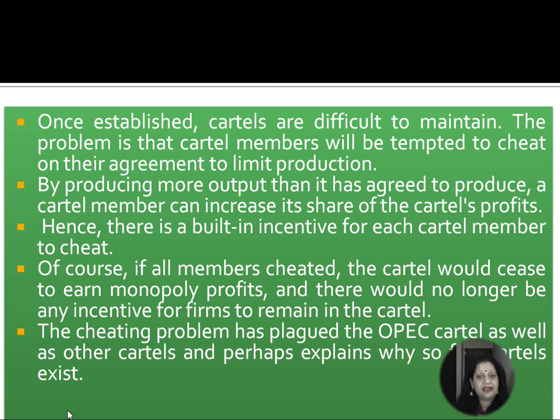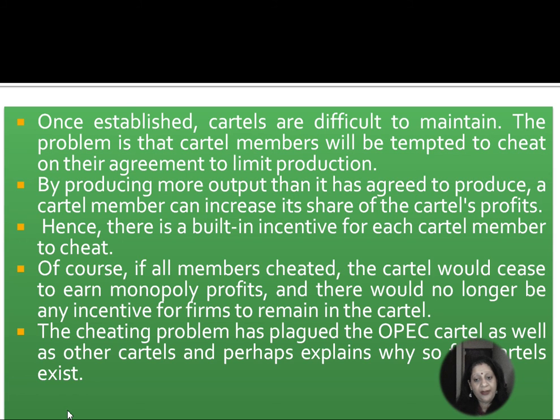Once established, cartels are difficult to maintain. The problem is that cartel members will be tempted to cheat on their agreement to limit production. By producing more output than it has agreed to produce, a cartel member can increase its share of the cartel profits. Hence, there is a built-in incentive for each cartel member to cheat. Of course, if all members cheated, the cartel would cease to earn monopoly profit and there would no longer be any incentive for firms to remain in the cartel.